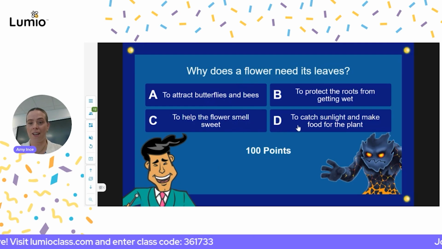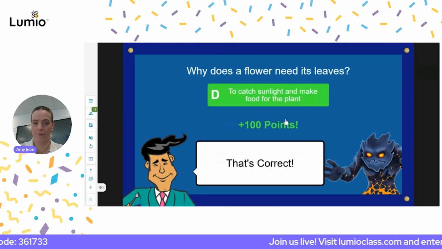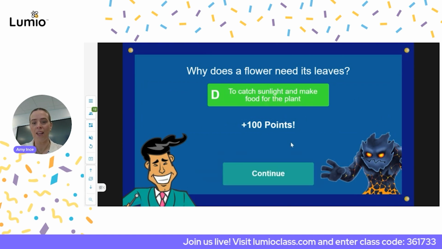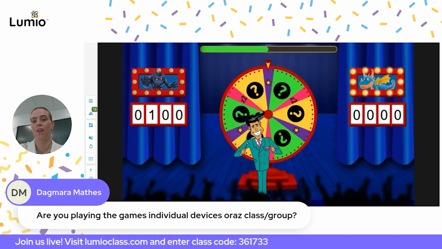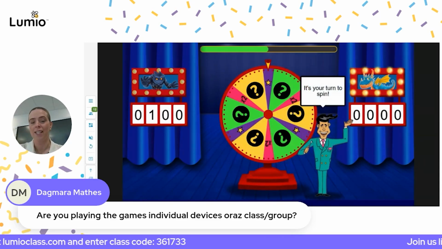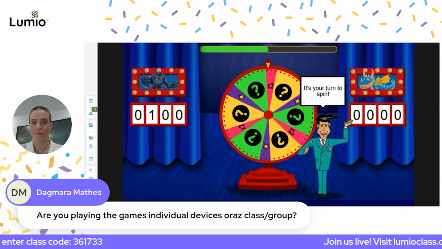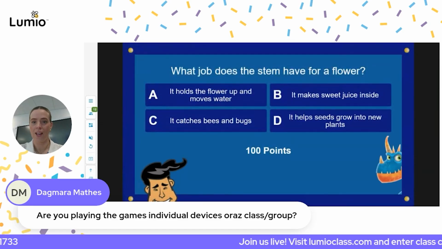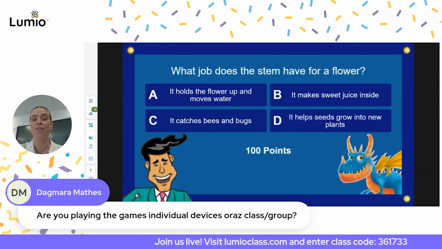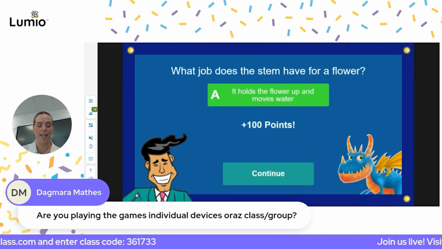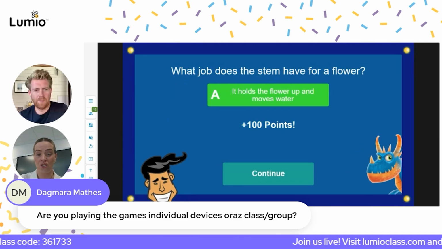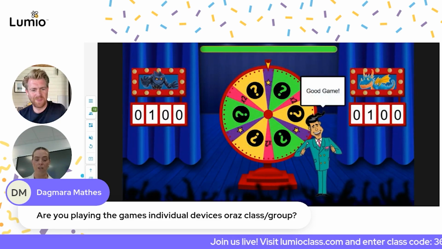And I'm going to just check I got the right one. I got it right. And then it would be the next person's go. So then the little man moves over, spins his wheel. And what job does the stem have for a flower? Again, I hope I get it right. It's just a really, really engaging way to just check their retrieval knowledge.